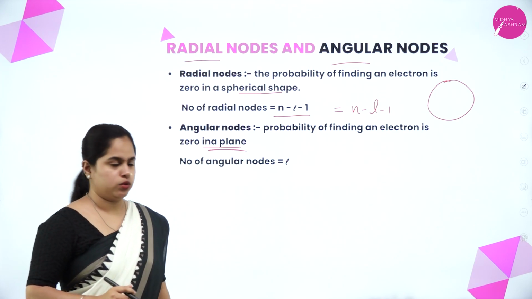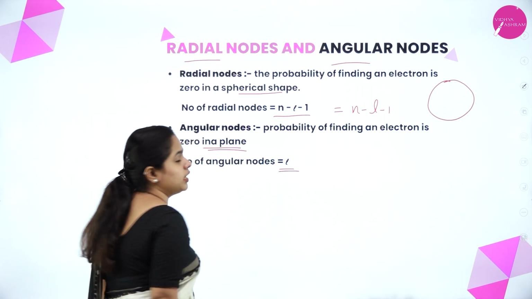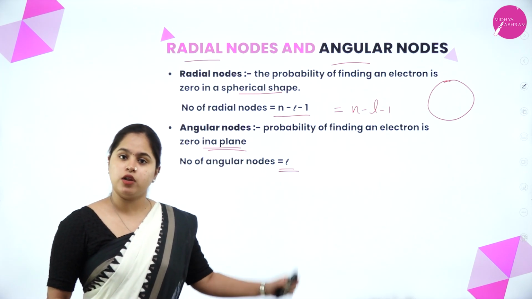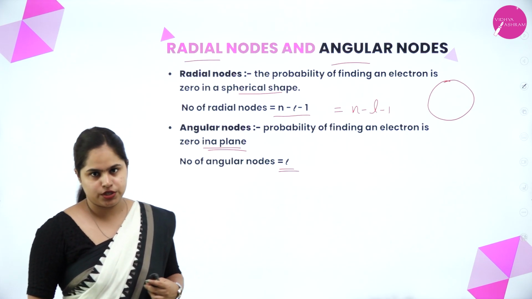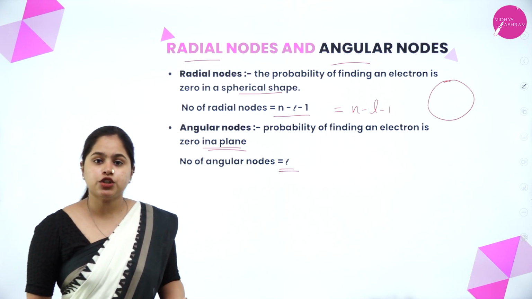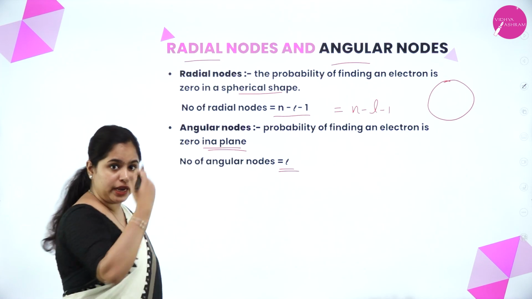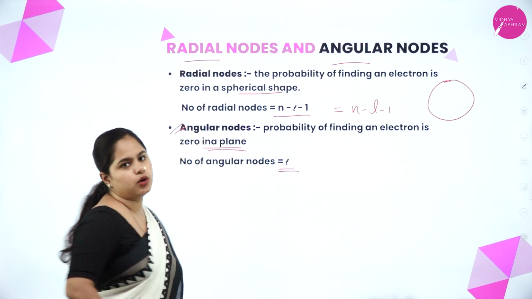Now, angular nodes. How can you find the number of angular nodes? It is just equal to the azimuthal quantum number. That is, if you know the L value, that will be exactly equal to the number of angular nodes. So, that is clear. A radial node is where the probability of finding an electron is 0 in a spherical shape. And if it is in a plane where the probability of finding an electron is 0, that is an angular node.